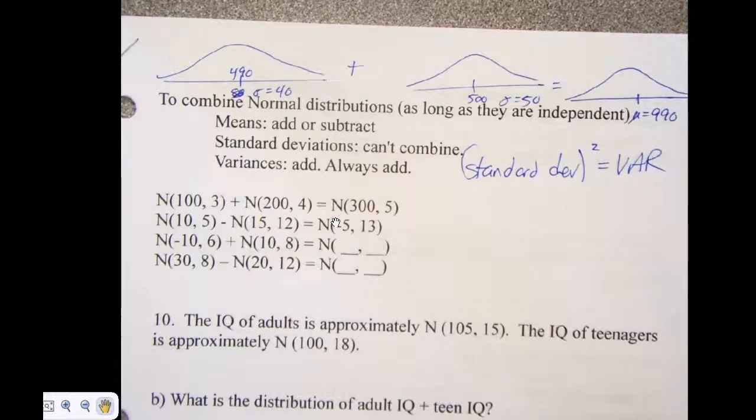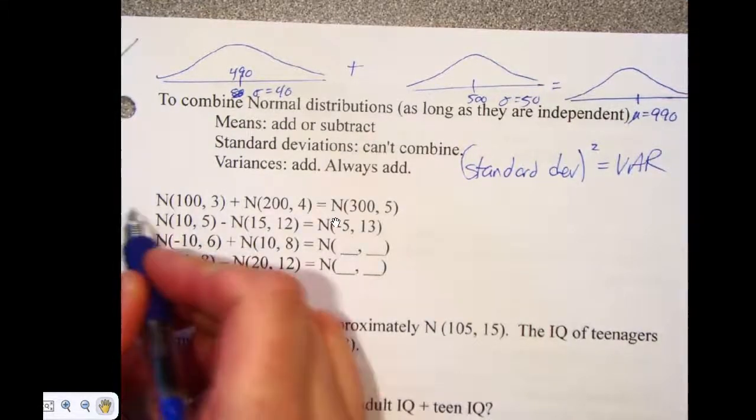So standard deviation squared is variance. And when you're combining distributions, what you do all of the time is add the variances. So it turns into a Pythagorean theorem type of thing.